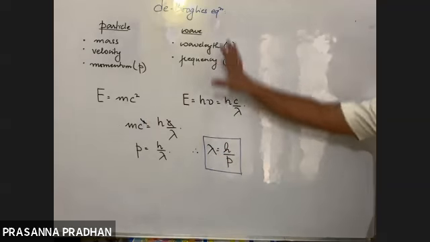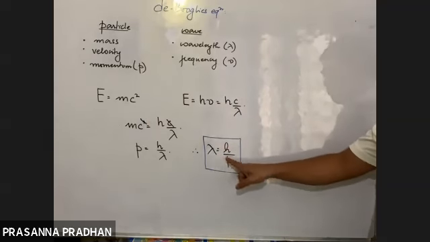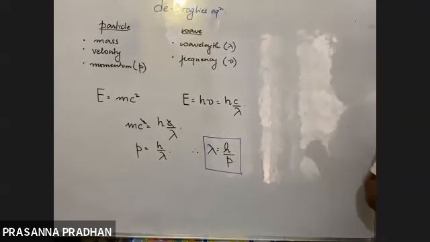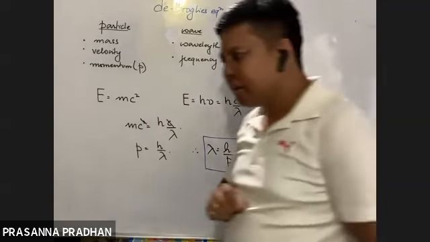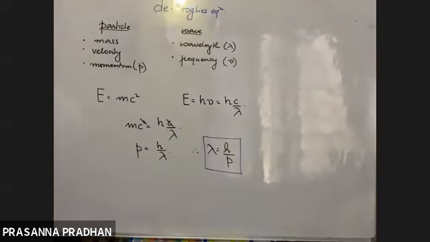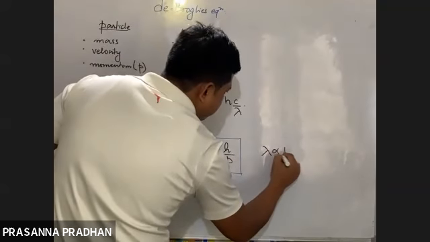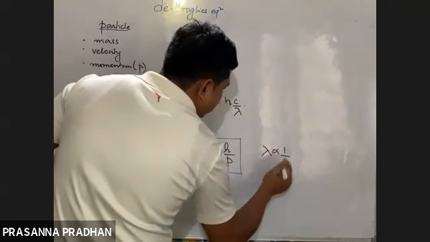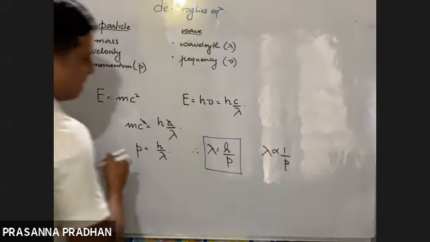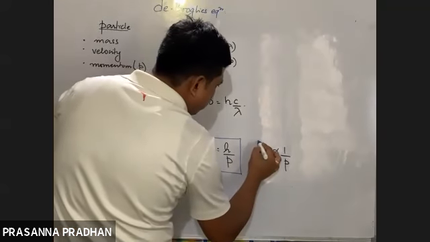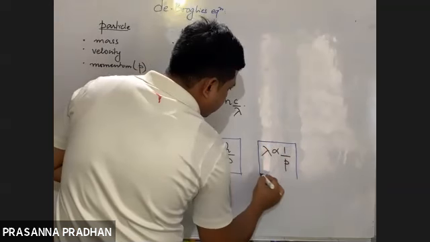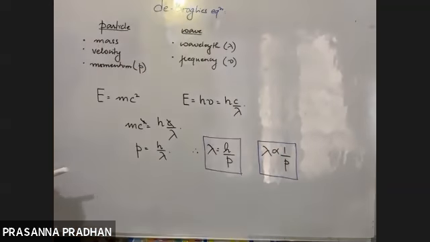So yes, we have finally derived a relationship between the wave character and the particle character. What is h? Planck's constant. So if I remove the constant, I can say lambda is inversely proportional to momentum. Lambda is inversely proportional to momentum.